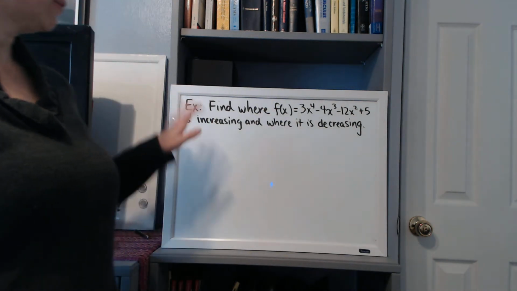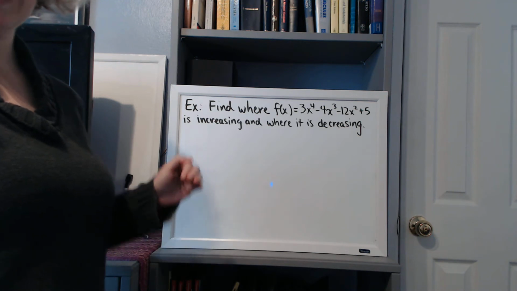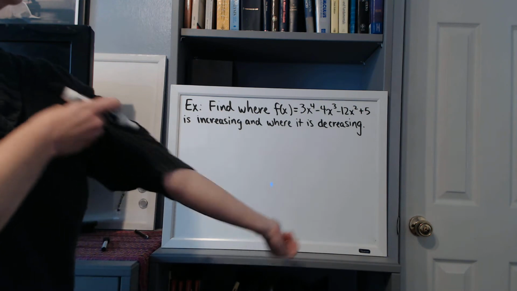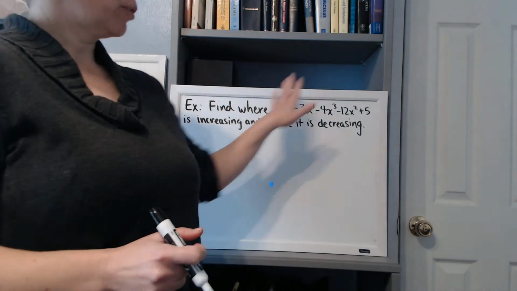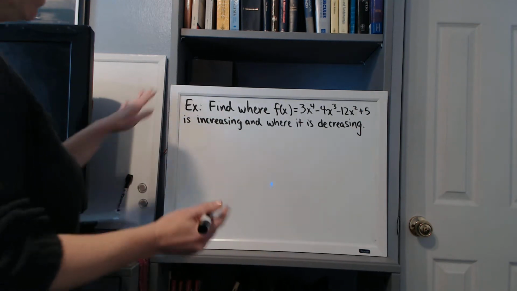In this example, we're going to find where f of x equals 3x to the fourth minus 4x cubed minus 12x squared plus 5 is increasing and where it is decreasing. And we're going to do this using our key idea, which is that we are going to find critical numbers and use the critical numbers to break up the number line.